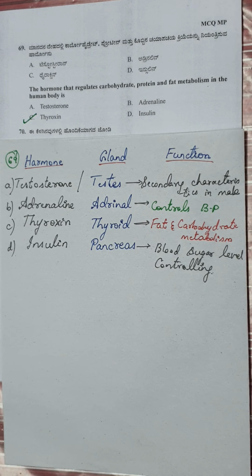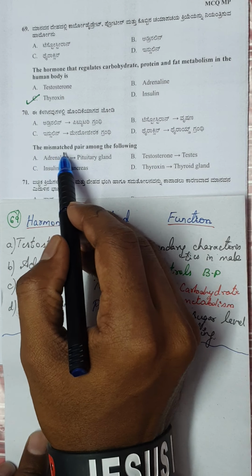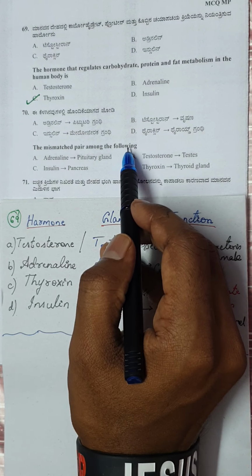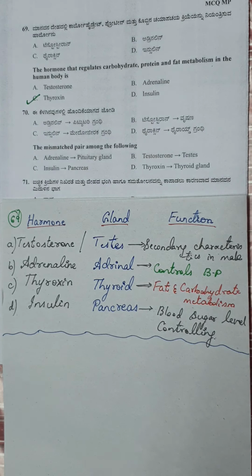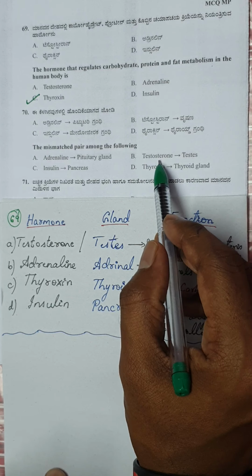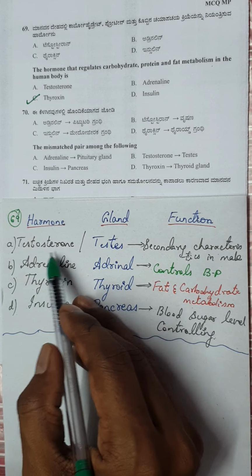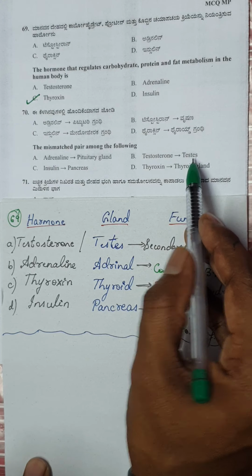Okay, so let's move on to question number 70, which is the 10th question in the video. The mismatched pair among the following. So which are the options given here? Option A, adrenaline, pituitary gland. I have a doubt in this. Testosterone, testis. So that is what I just told you a few minutes ago. Testosterone is produced in testis.